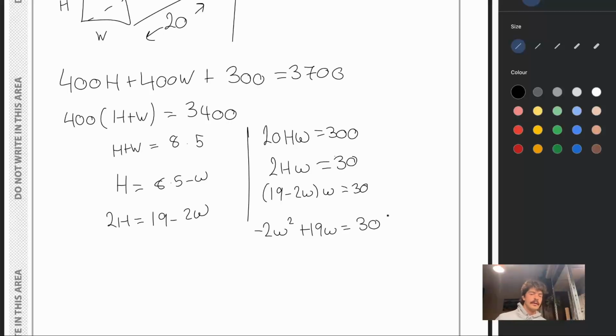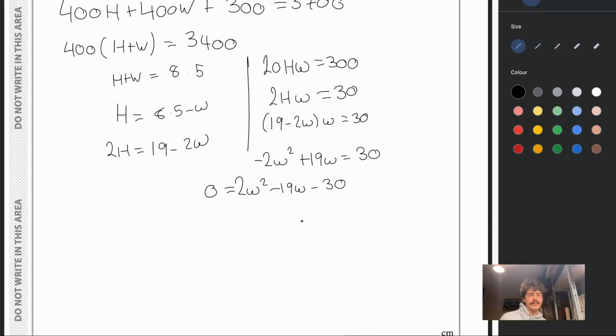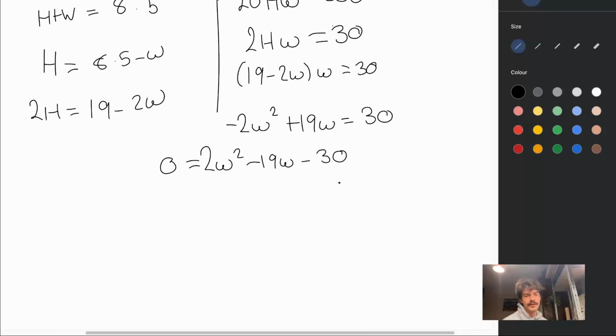Great. I'd move everything to the right-hand side, so you end up with 2w squared minus 19w minus 30. From here, it's a case of trying to figure out what our quadratic is actually going to end up being. A couple of different methods for this. I think I'm looking at this going, oh, there probably is a nice solution, but it's not coming to me straight away.